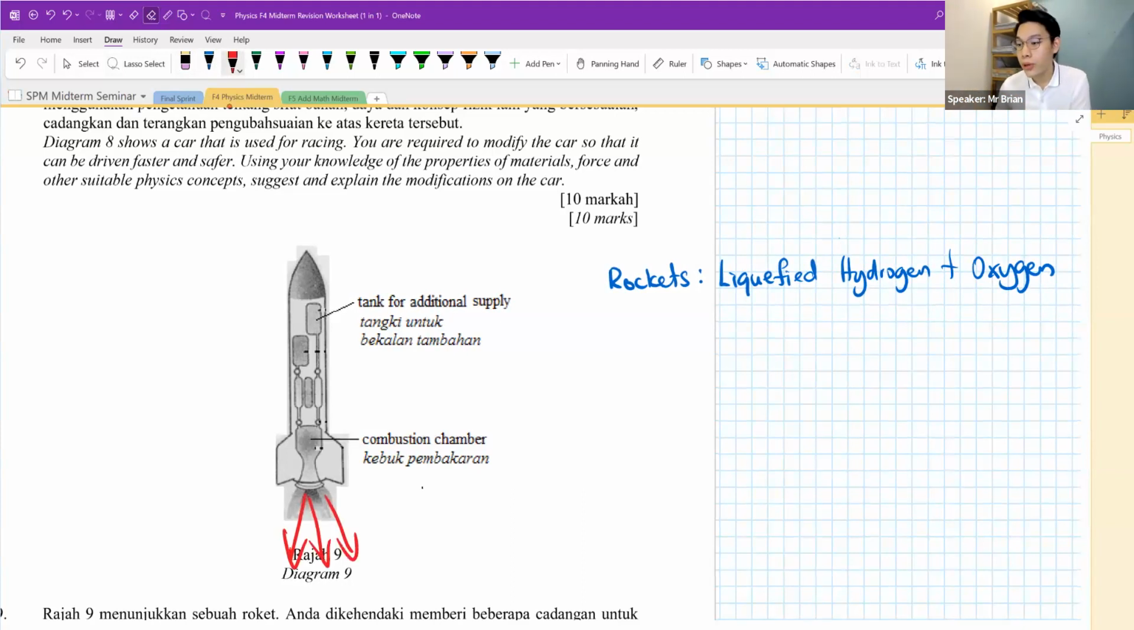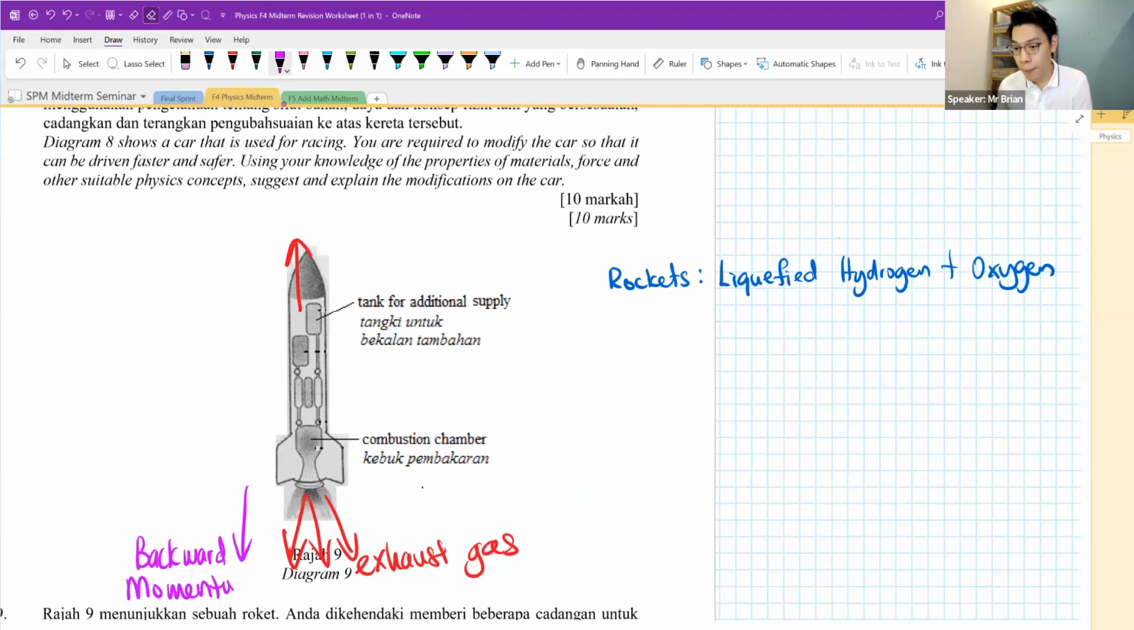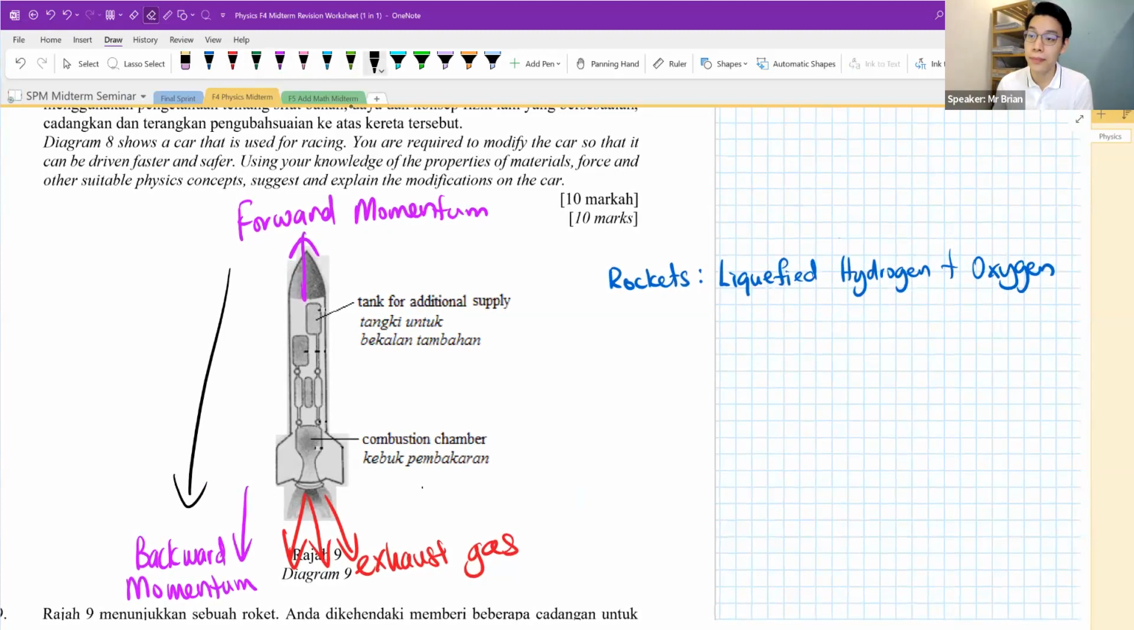Why? Because if you burn petrol, you don't get that much exhaust gas. We need a lot of exhaust gas so that you have some backward momentum here, and this rocket will gain some forward momentum. The value of these two momentum is actually the same. They are equal.